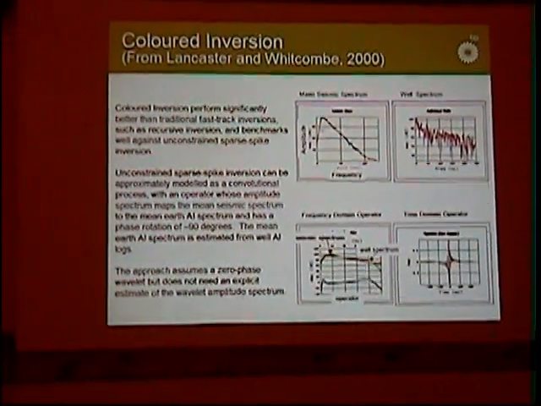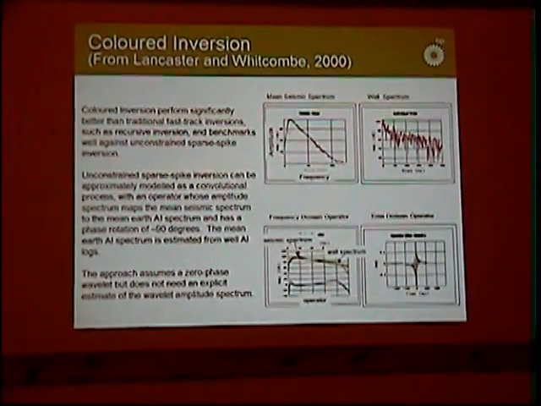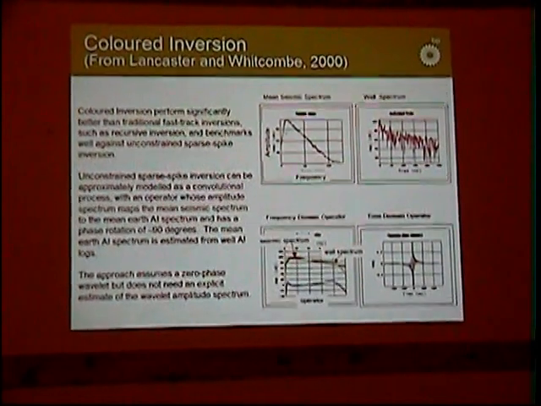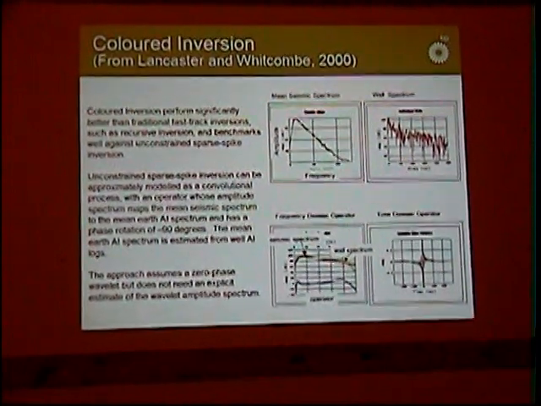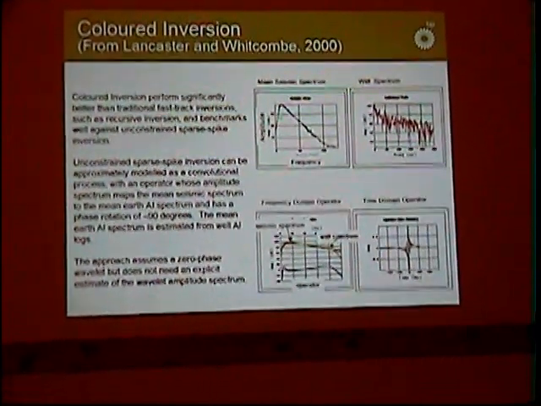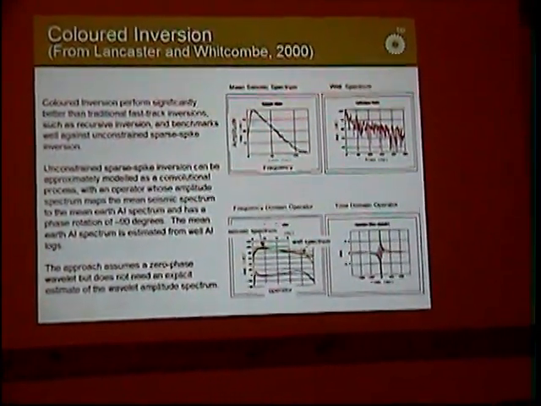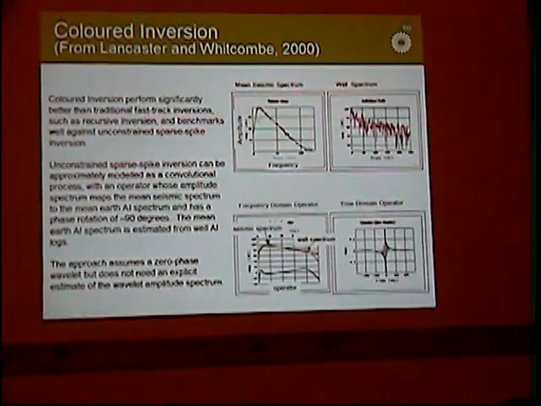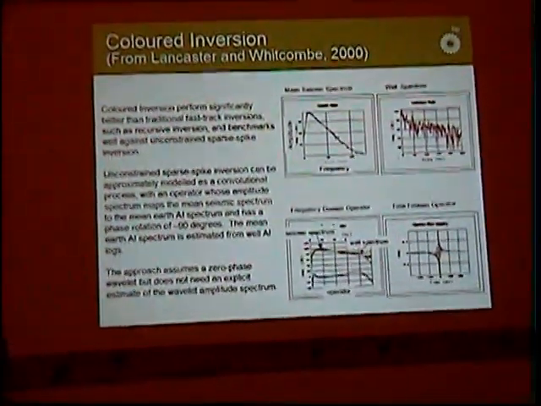A method that we use at BP is called colored inversion, and it was published by Lancaster and Whitcomb in 2000. They presented a paper at the SEG on it, and it benchmarked really well against unconstrained sparse-spike inversion, which one may consider a specialist type of inversion process, whereas colored inversion is more of a generalist type.